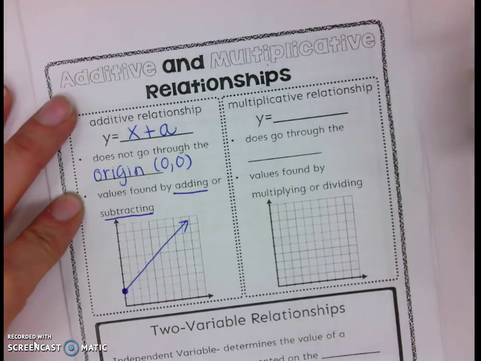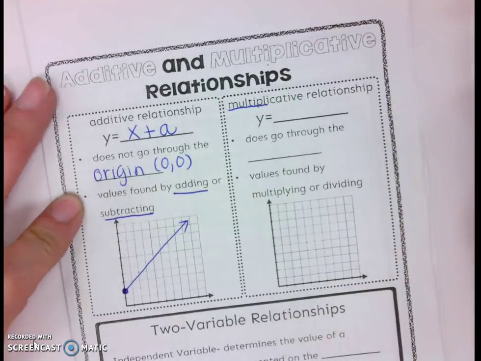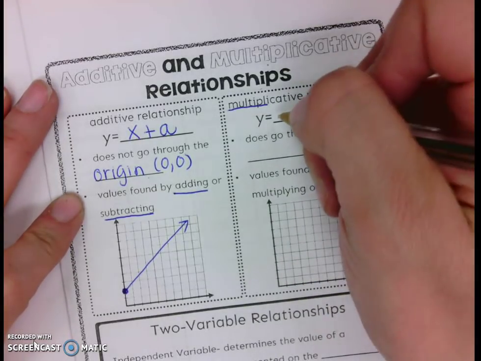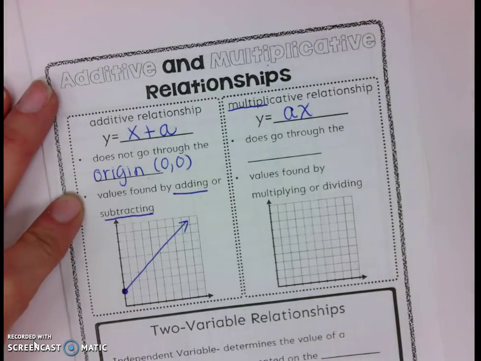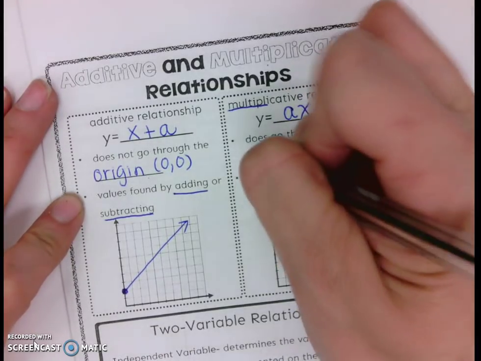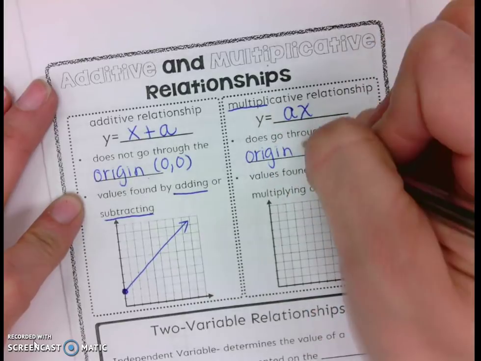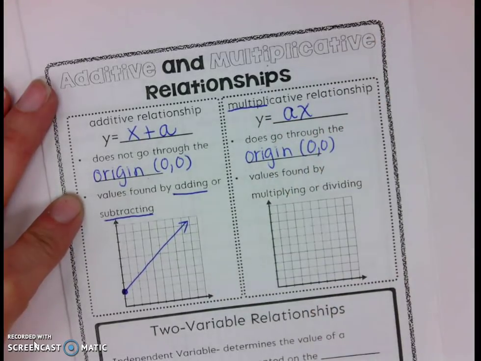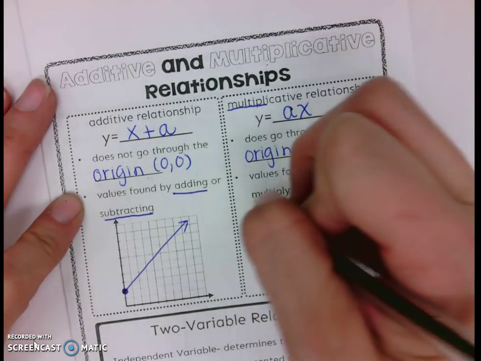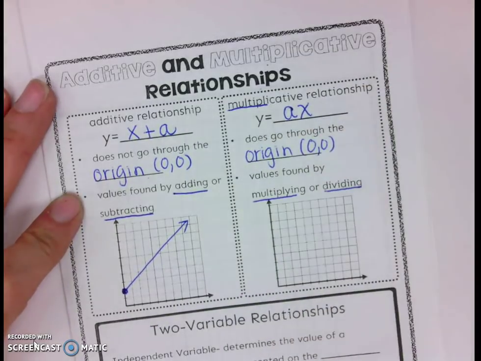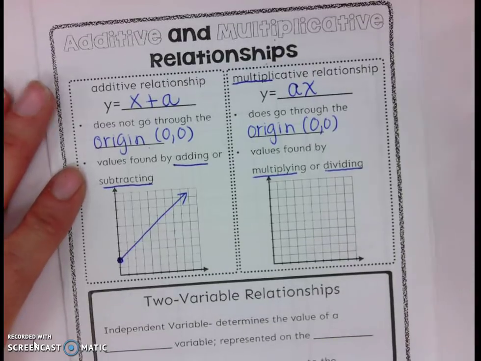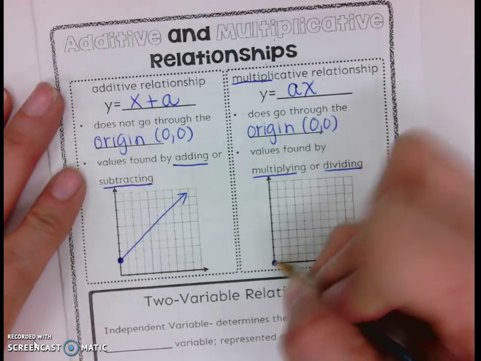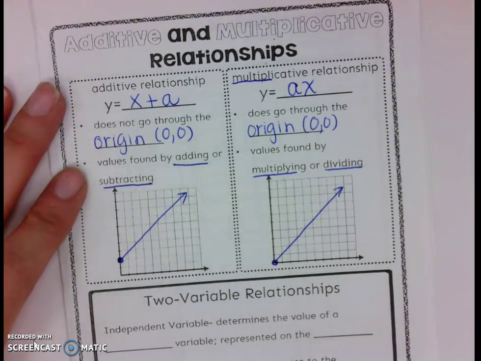Multiplicative relationship means to multiply. So that equation looks like y equals a times x. This one does go through the origin, which is 0, 0. And we can find the values by either multiplying or dividing. And again, if we sketch this graph, it starts at the origin, and it's a straight line.